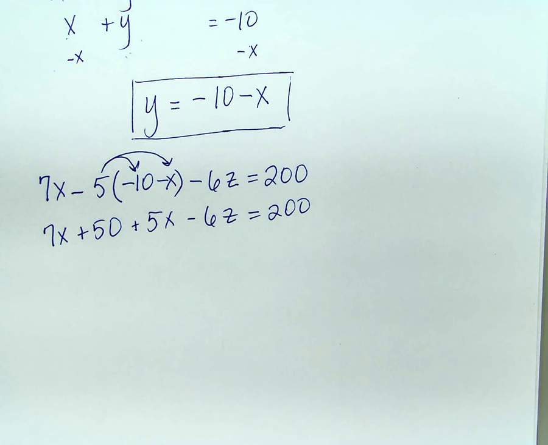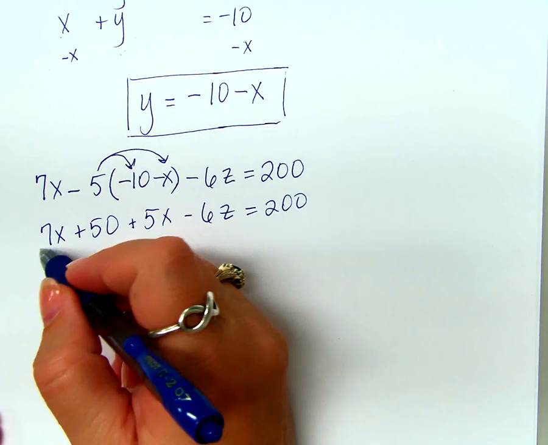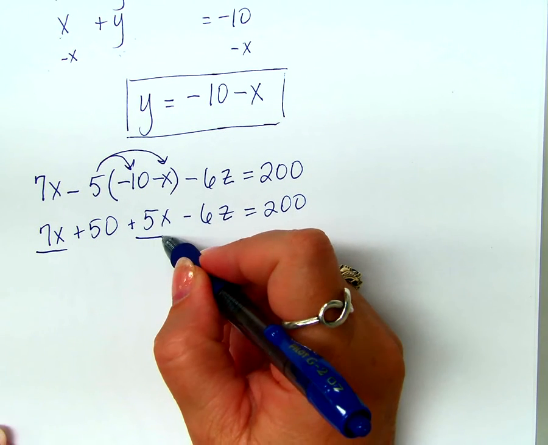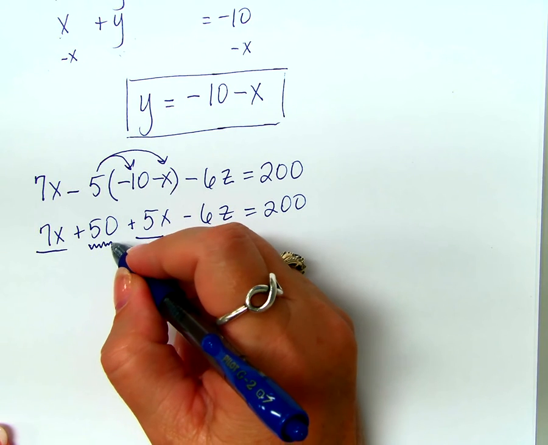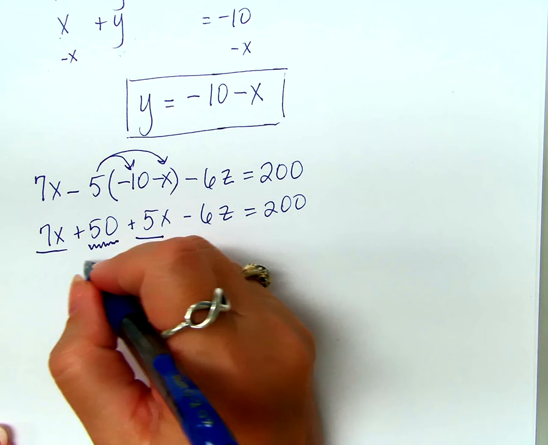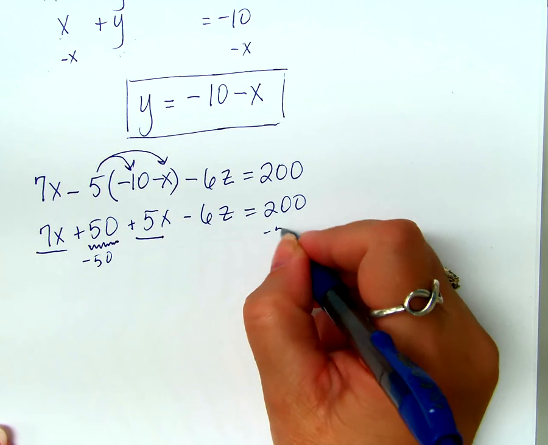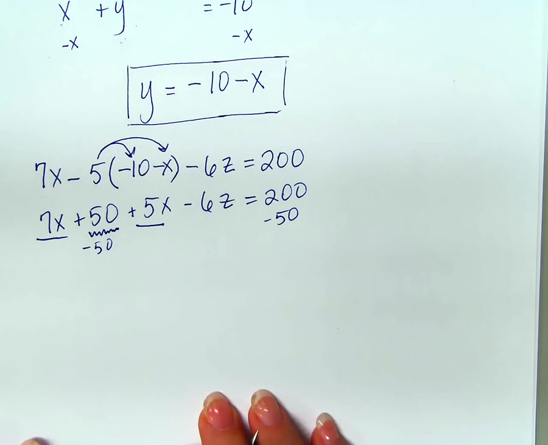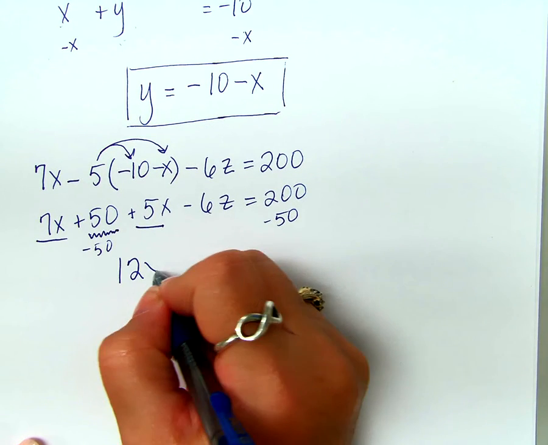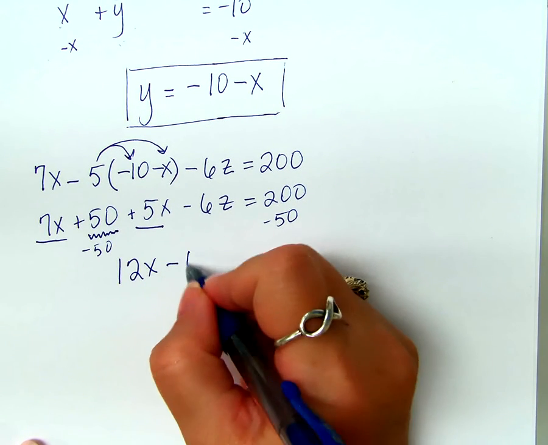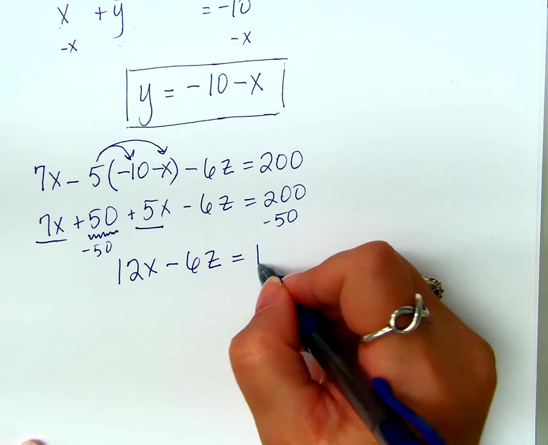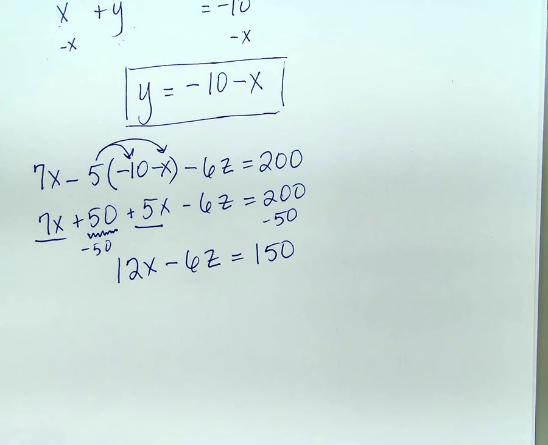How do you guys feel about me doing 2 steps at once? Are you okay with it? Okay, what 2 steps am I going to do at once? Okay, I'm going to combine my x's. And I want to do something with this too. What do I want to do with it? Good, subtract it from both sides. So what I end up with is 12x minus 6z equals 150. Okay so far?